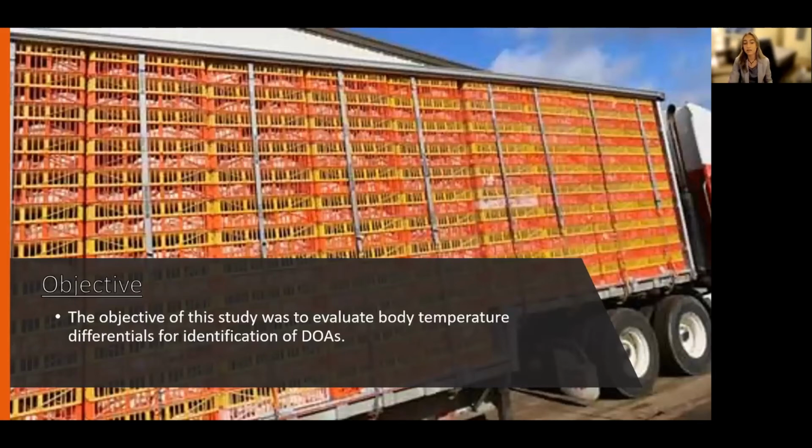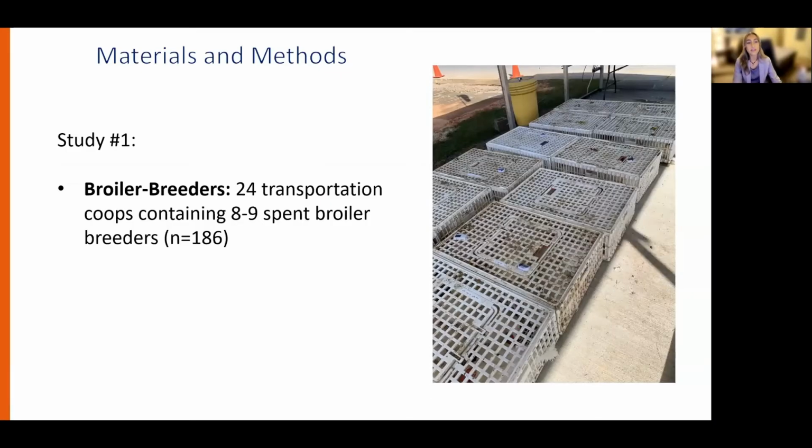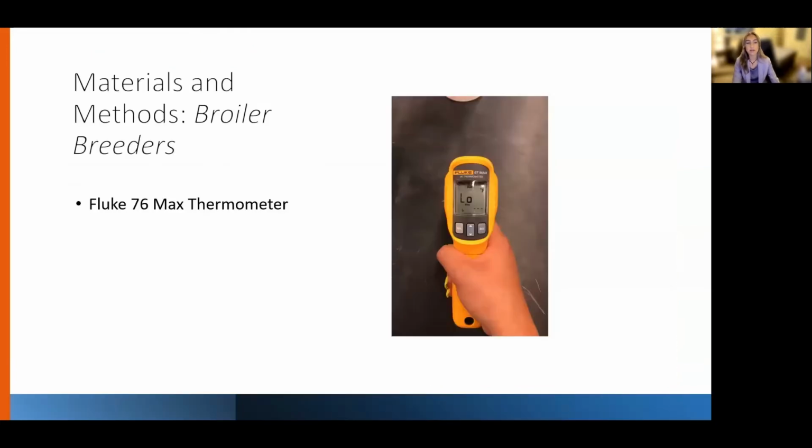The objective of the study was to evaluate body temperature differentials for identifications of DOAs. For study number 1, we had used broiler breeders. There were 24 transportation coops containing 8 to 9 spent broiler breeders. For this study, we used the Fluke 76 max thermometer in order to gain temperature data on each individual bird.